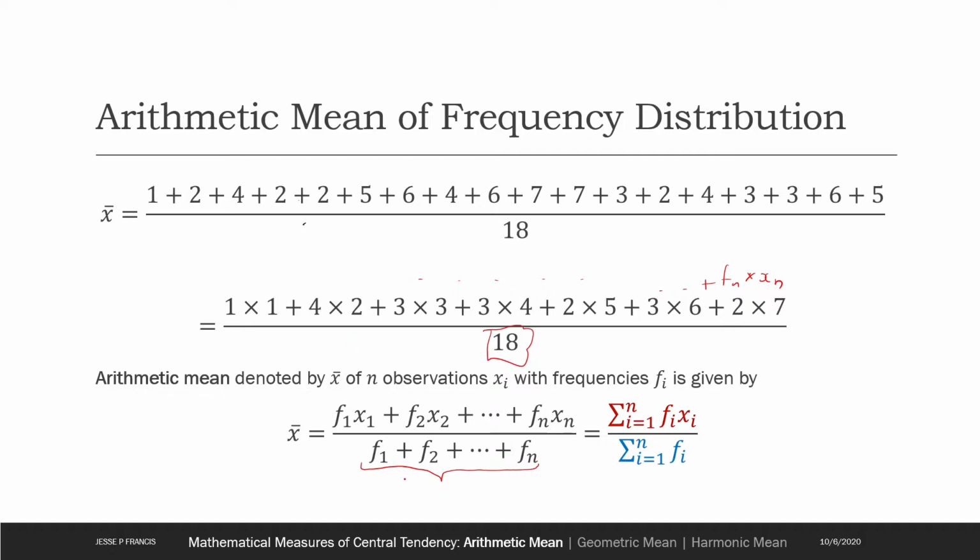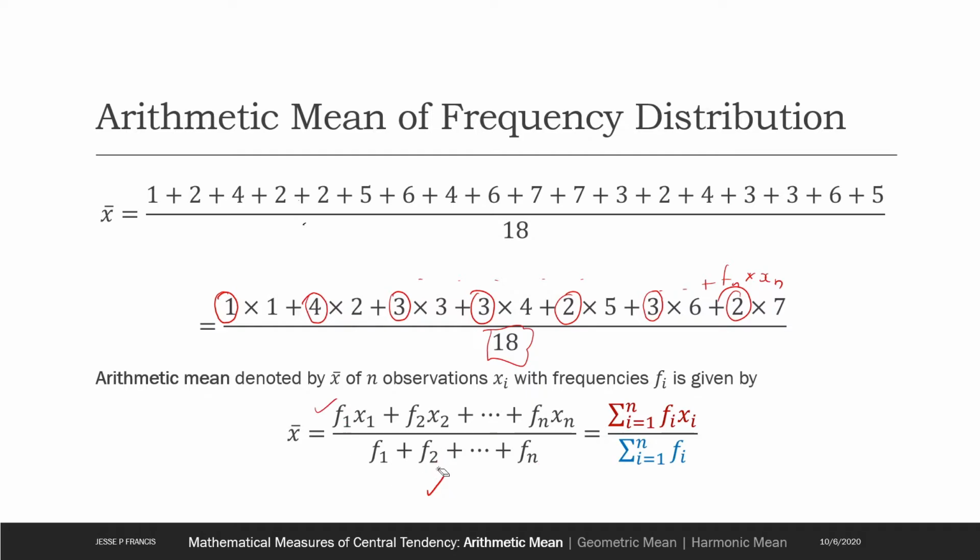Let's check it out. Let's see what f1 plus f2 plus etc. plus fn is. f1 is 1, plus 4 is 5, plus 3 is 8, plus 3 is 11, plus 2 is 13, 13 plus 3 is 16, 16 plus 2 is 18. Whoa! Turns out the sum of frequencies is nothing but the total number of observations. So the denominator also agrees.